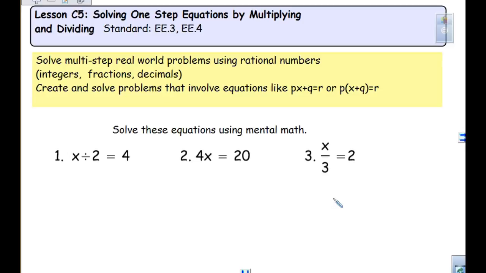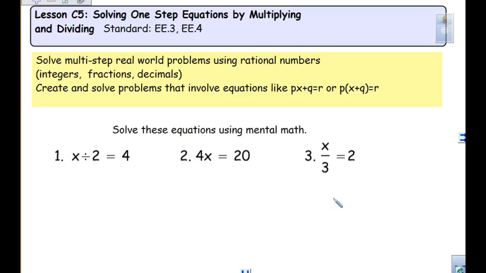So yesterday we did operations with addition, subtraction. We are now, our standard is working with solving multi-step. This time we are going to be using multiplication and division. So it says solve these equations using mental math.